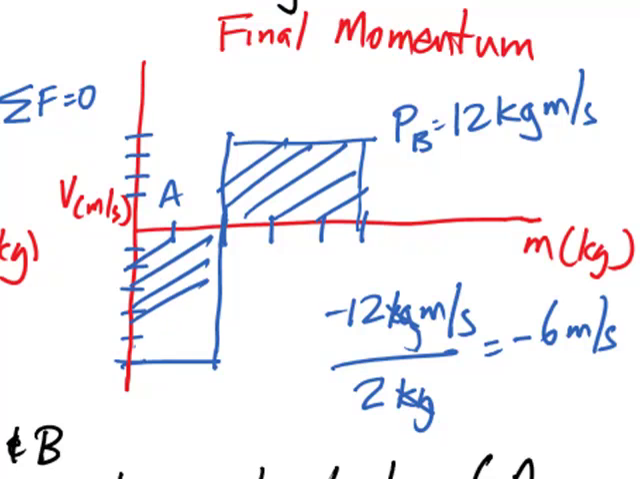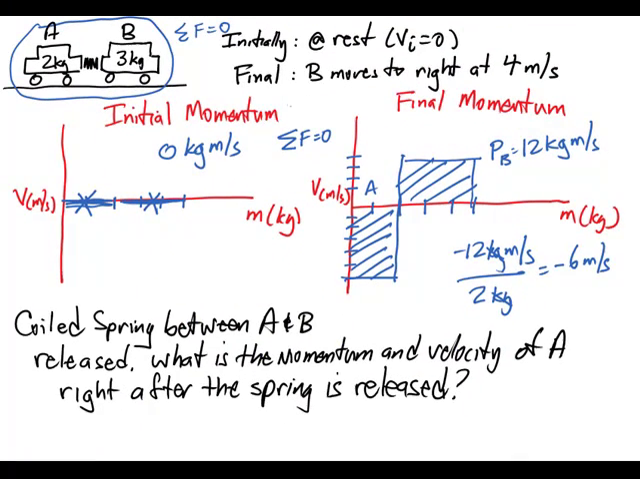Notice that A is below the line. If we add up those areas, this being positive area, this being negative area, they'll cancel. So our initial momentum is equal to 0. Our final momentum is equal to 0. So what's the velocity of the cart? The momentum is minus 12 kilogram meters per second, and the minus indicates that it's going to the left. And what is its velocity? 6 meters per second to the left.